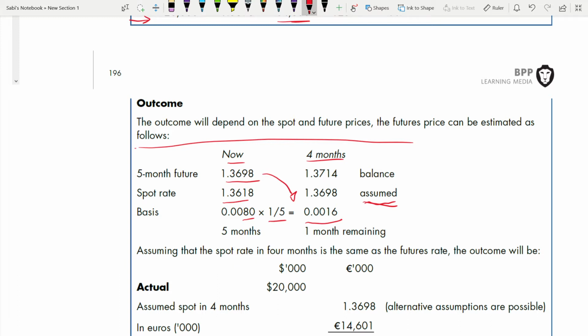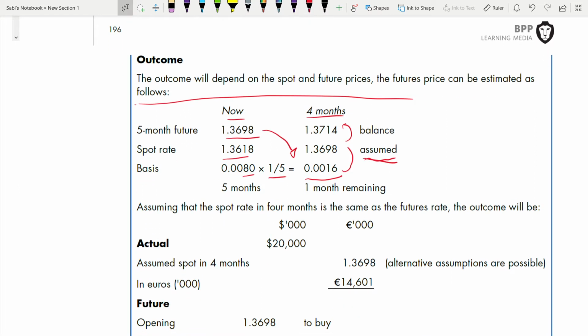So now we are working like this. We are adding this to get this. We are adding spot rate plus basis to get the 5-month future. And that is the balance. So this is the way of working out the closing future price, 1.3714. Assuming that the spot rate in 4 months is the same as the future rate, the outcome will be this. If you are taking the spot rate from the future rate, you have to write this statement.